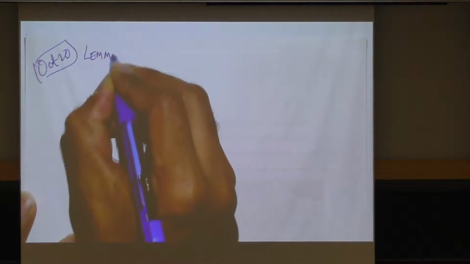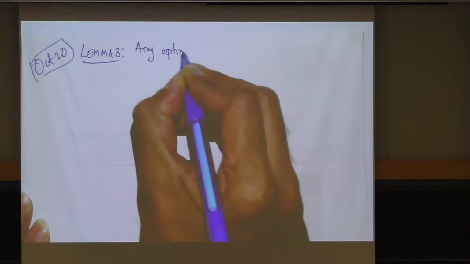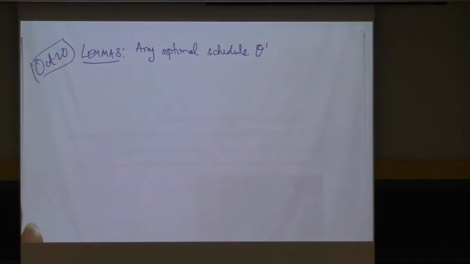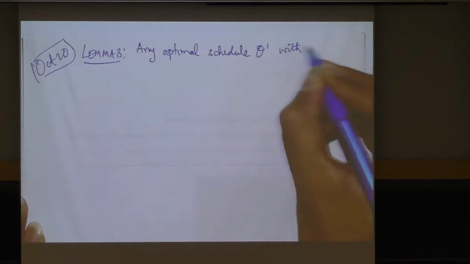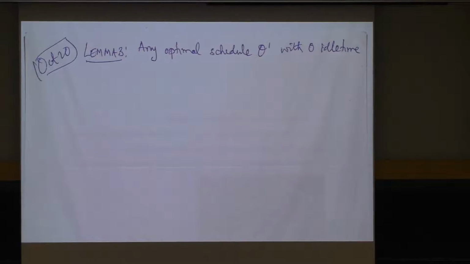So the third lemma that we're going to prove, and this is the only thing that remains to argue that the output of the greedy is optimal, is we're going to prove any optimal schedule, let's call it O prime, and the reason I'm calling it O prime and not the final O will become clear shortly, with 0 idle time. So again, we have an optimal schedule with 0 idle time, and we are essentially, in some sense, algorithmically going to convert this into another optimal schedule that has 0 idle time, but now has 0 number of inversions.